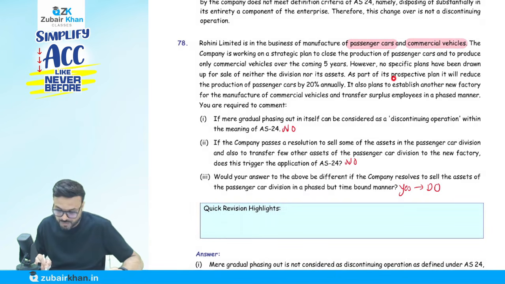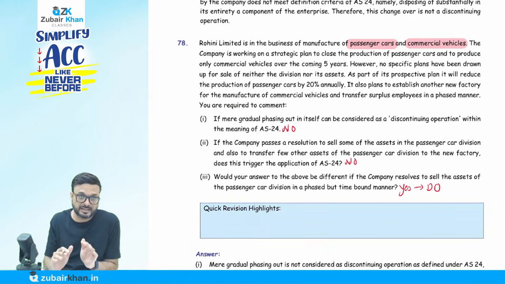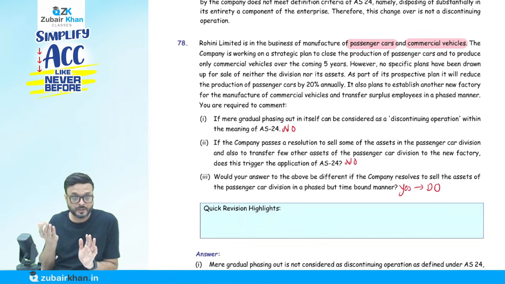As part of its prospective plan, it will reduce the production of the passenger car by 20% annually. It also plans to establish another new factory for manufacturing the commercial vehicle and transfer the surplus employees in a phased manner. You are required to comment. So their plan is to discontinue the passenger car and increase the commercial vehicle.